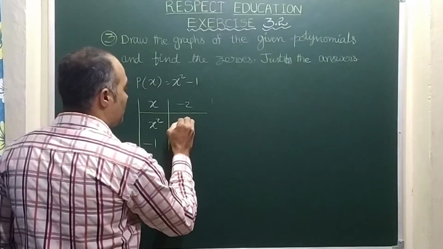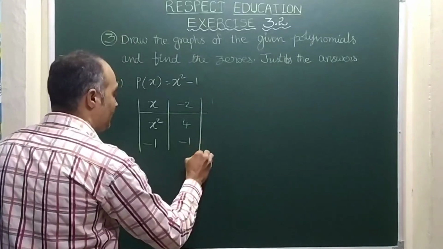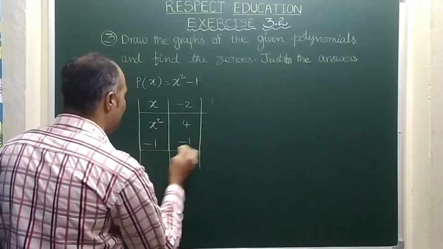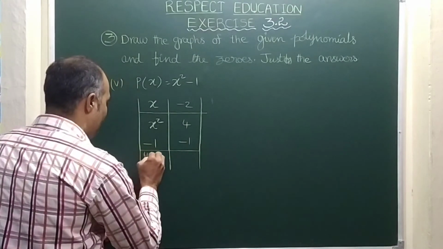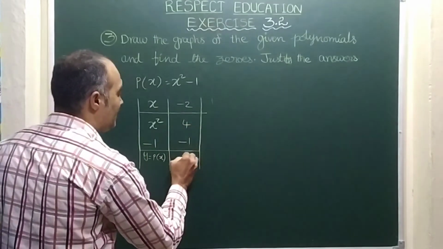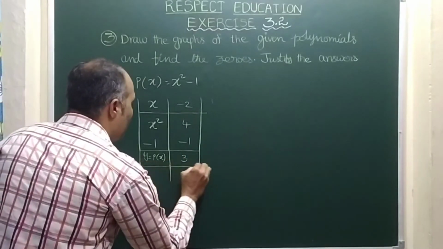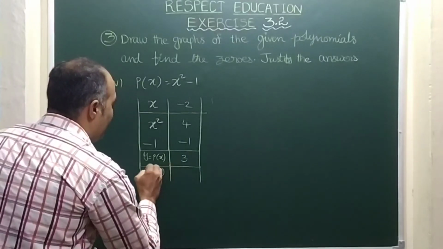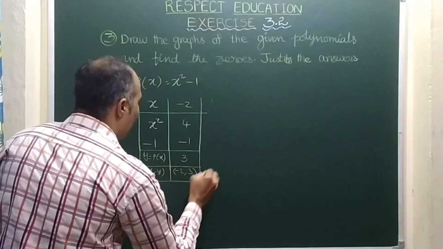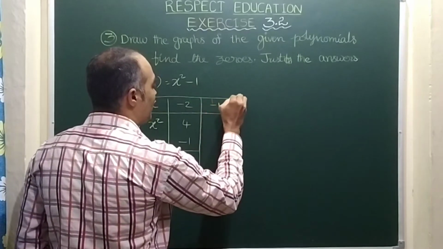x square means minus 2 square, minus 2 square is 4, and the constant minus 1 I am writing as it is. Now here we write the value of the polynomial, that is p of x. Here I am taking that as y. So y equals p of x, 4 minus 1, this is 3. So here the last row is the coordinate points x comma y. Here you see x is minus 2, the corresponding y is 3, right? Now here the next value, that is minus 1.